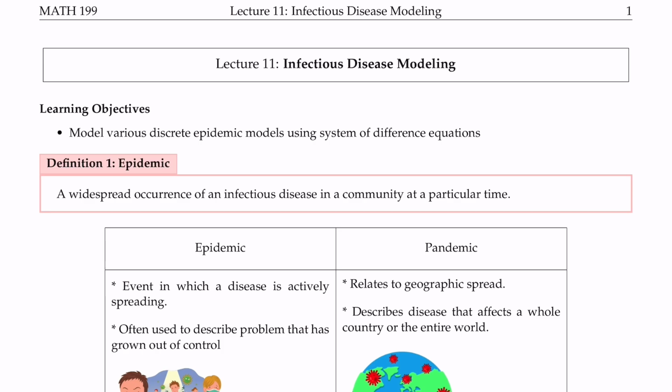That's kind of the motivation for this type of lecture about infectious disease modeling, and we're going to approach infectious disease through the lens of mathematical models and specifically system of difference equations. Before we dive into a specific model, I want to give you some definitions, some examples related to infectious disease.